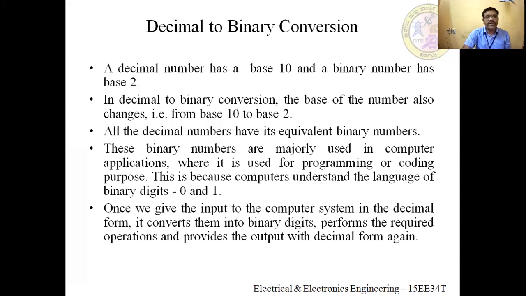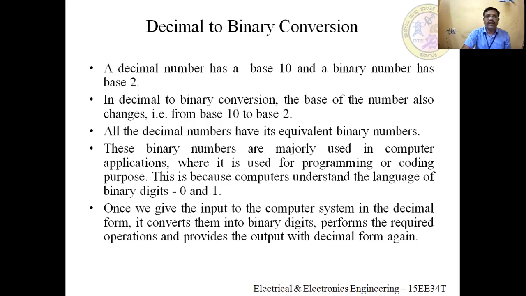So what is the necessity of conversion? Why are we converting a decimal to binary? If you take computer applications, which number system is used? The binary number system is used in computer applications. What is the purpose of its usage? The binary number system is used for programming or coding purposes, because a computer can understand a program or a code written in the form of binary digits, that is zeros and ones.